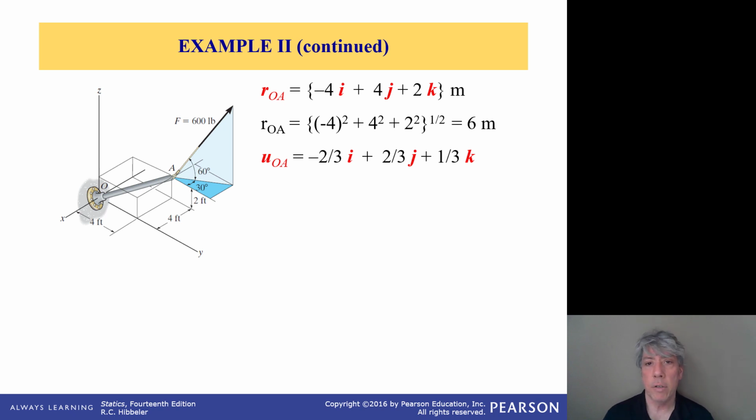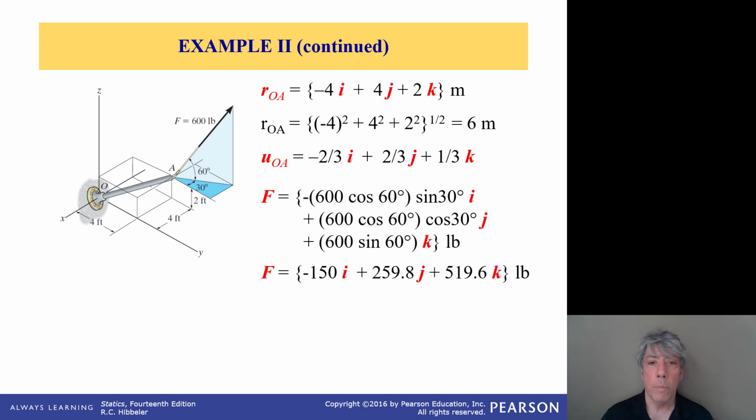Then we just find the magnitude, square root of 4 squared plus 4 squared plus 2 squared, should be 6 feet. And then the unit vector we can find by simply normalizing the position vector, ROA, by dividing each of the terms by the magnitude. So -4/6 is the same thing as -2/3 in the i direction. Same thing for j, except of course it's positive. 4/6 is 2/3. And then for the last term, 2/6 is 1/3. So now we found the unit vector along the pole.